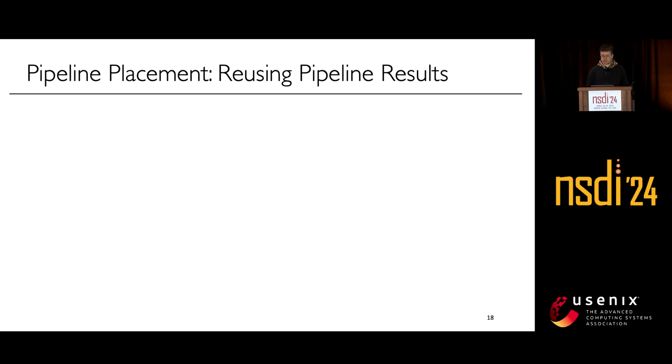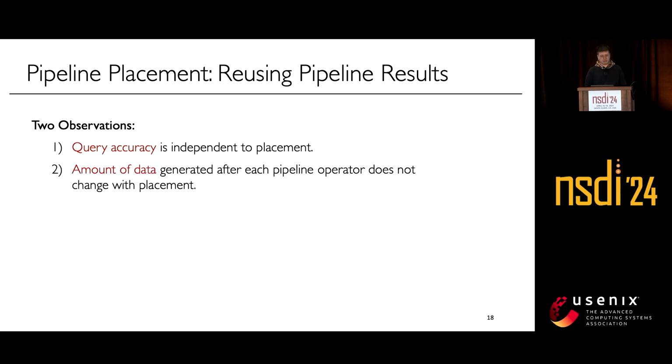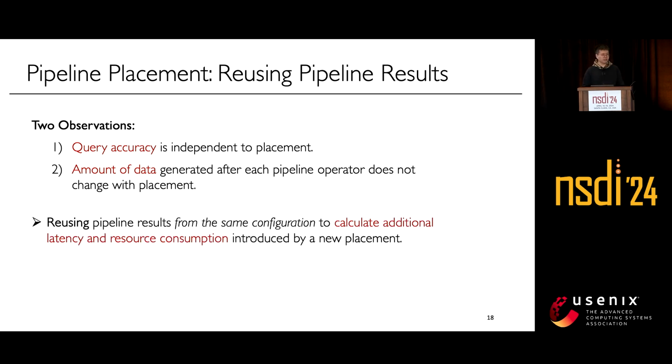Although BO greatly reduces the time it takes to find the best configuration, launching the pipeline every time for a new placement is still too expensive. In Vulcan, we make the following two observations to help us explore placement choices in a low-cost fashion. First, we find that query accuracy is independent of placement. And second, the amount of data generated after each pipeline operator does not depend on where this operator is placed across the edge tiers. These observations allow us to reuse our pipeline results from the same configuration to calculate additional latency and resource consumption introduced by a new placement.